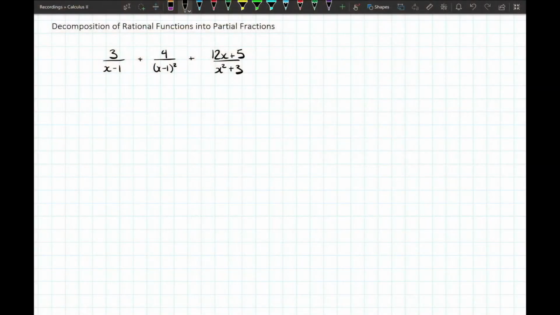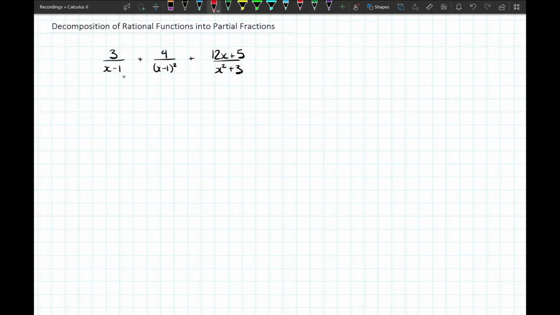Now let's start off with the basic theory of how we add rational functions together. If we have something like 3 over x minus 1 plus 4 over (x minus 1) squared plus (12x plus 5) over (x squared plus 3), the first thing we're going to need to do is get that common denominator. Now we always strive to get the lowest common denominator.